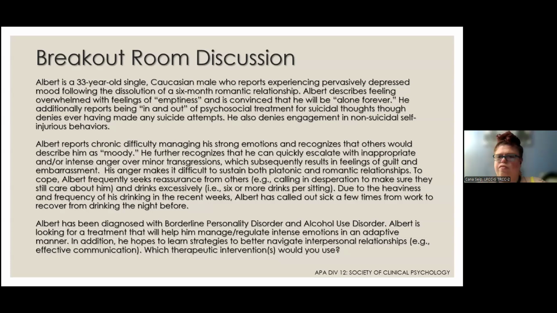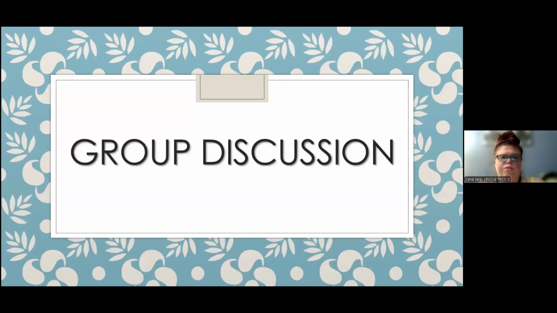All right, so I think everybody should be back now. Okay. So for your designated spokespeople, what interventions did you choose? Why did you choose them? Did you identify any barriers to Albert being able to utilize any of the interventions? I'll go first to get my group out of the way.